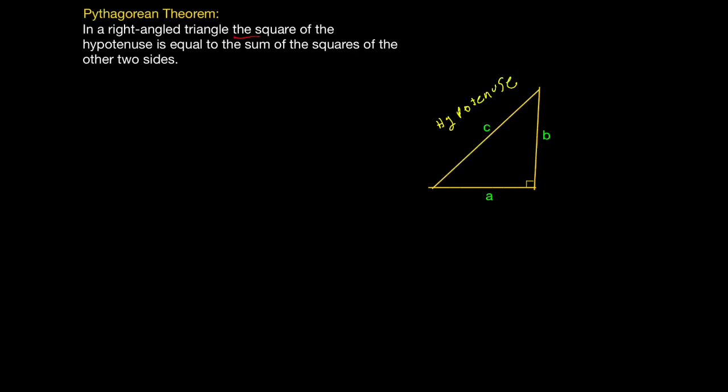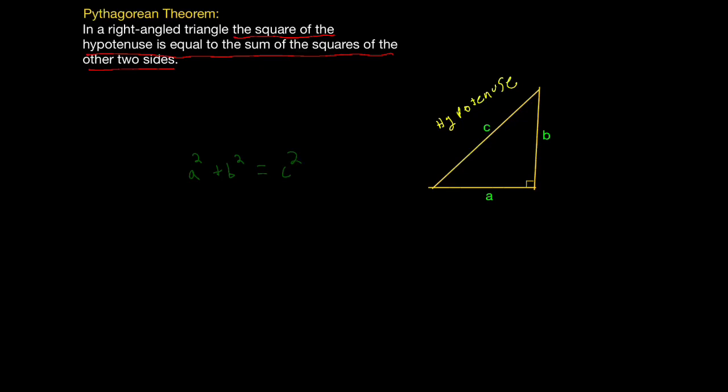The square of the hypotenuse is equal to the sum of the squares of the other two sides, by using algebra. And this is incredibly famous, very well known. You probably learned it in middle school. It's a formula that goes by a squared plus b squared equals c squared.